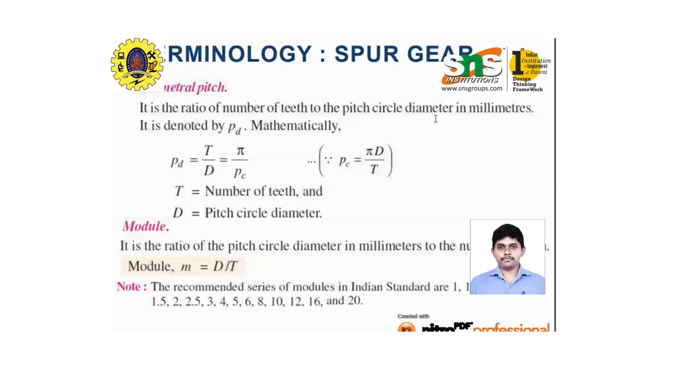It is what is meant by module, and here it is the ratio of pitch circle diameter to the number of teeth, which can be measured in millimeters. We use the word m, where m is equal to d divided by t. On one side of the tooth it is called face and the bottom side of the tooth is called flank. The recommended series of modules can be mentioned like 1.25, 1.5, 2 and 2.5.